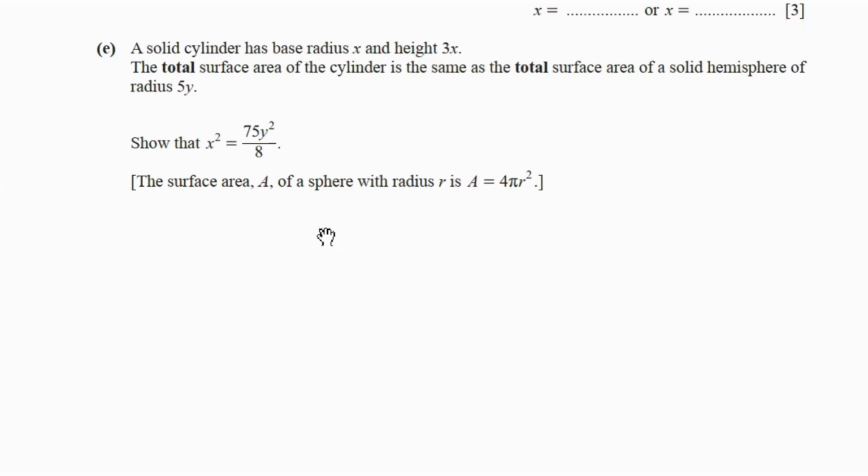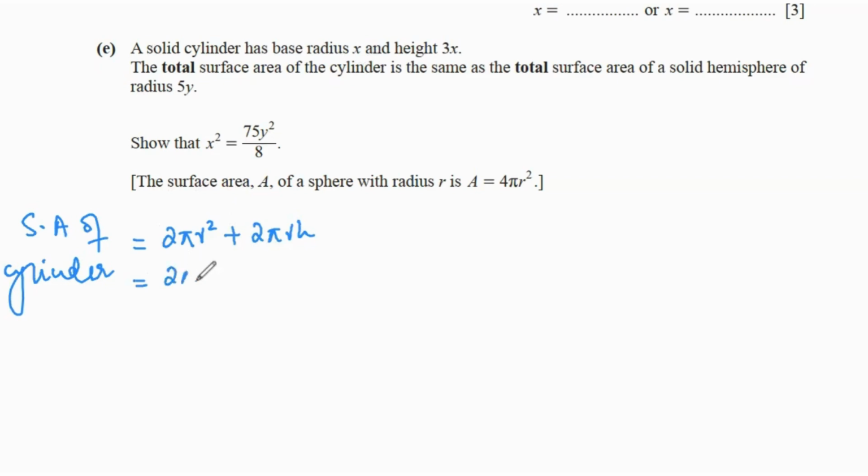So for this, what we're going to do is start with the cylinder. The formula is 2 pi r squared plus 2 pi rh. Radius is x, so 2 pi x squared, and height is 3x, so 2 pi x times 3x. So 2 pi x squared plus 6 pi x squared, and that is 8 pi x squared.